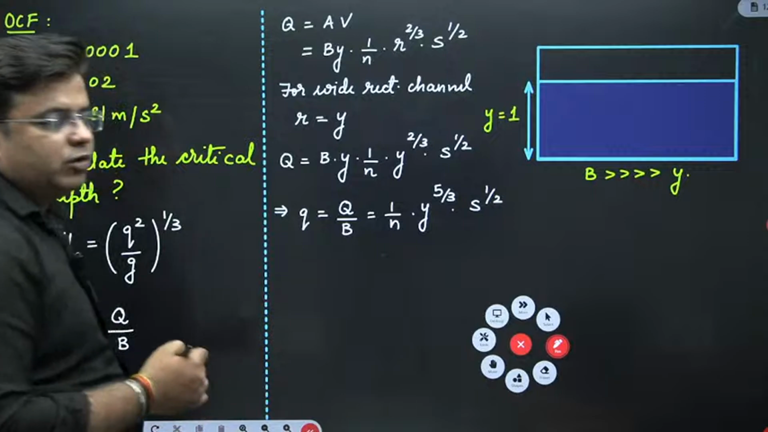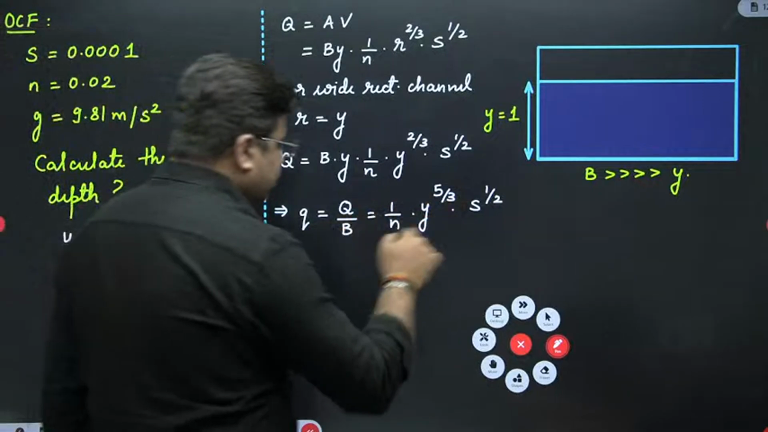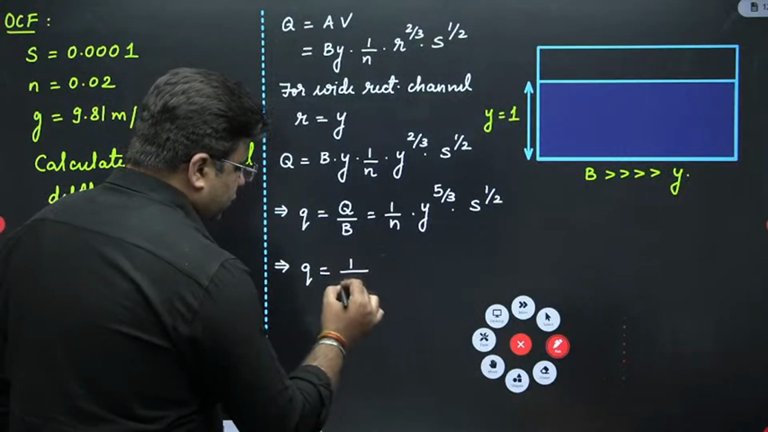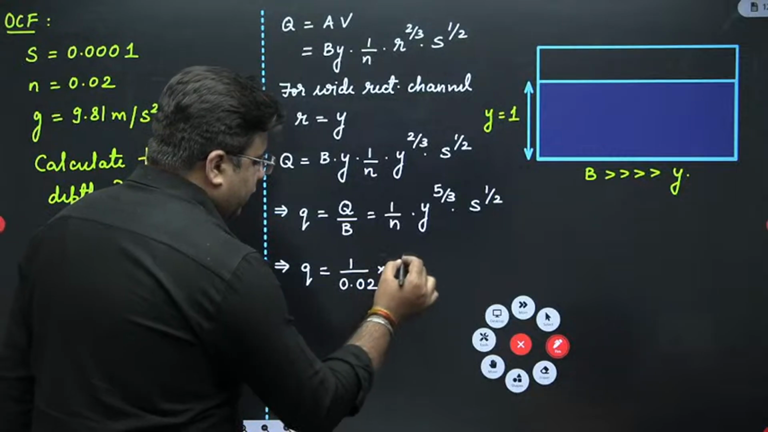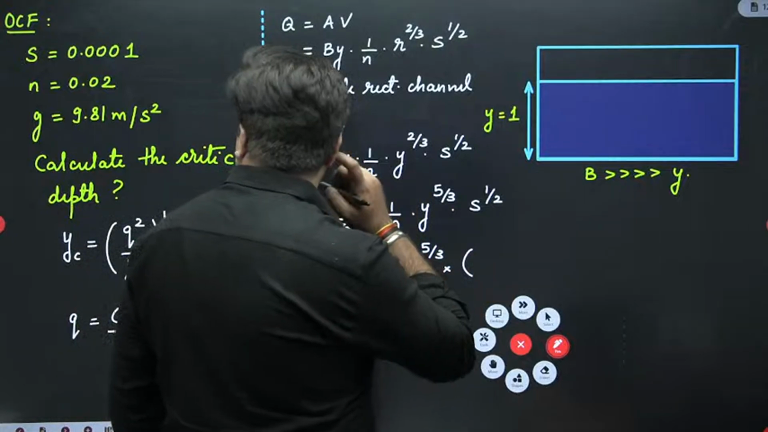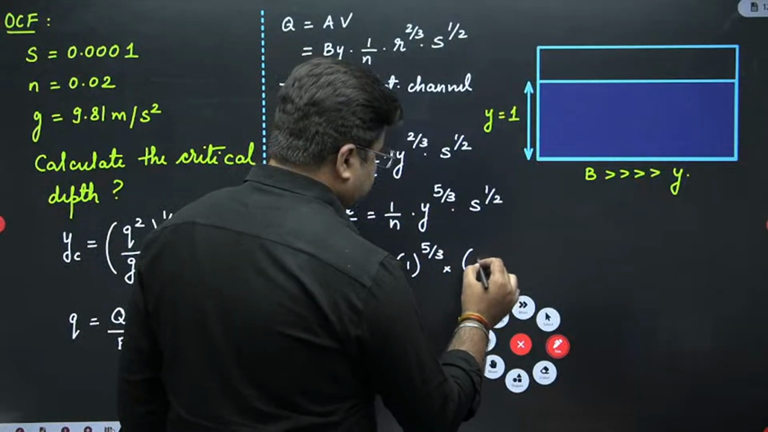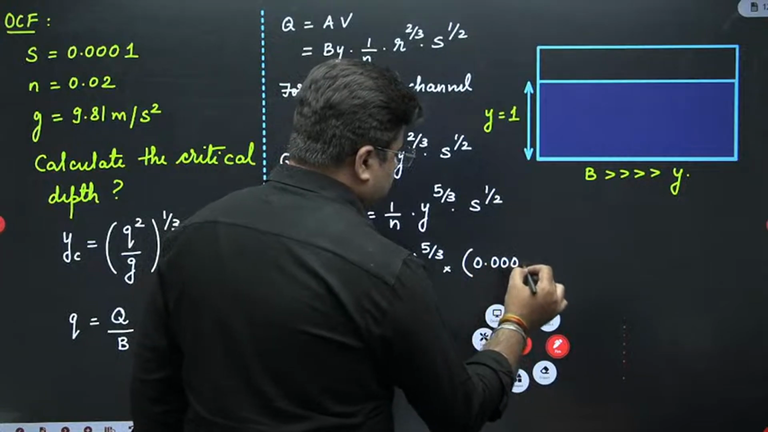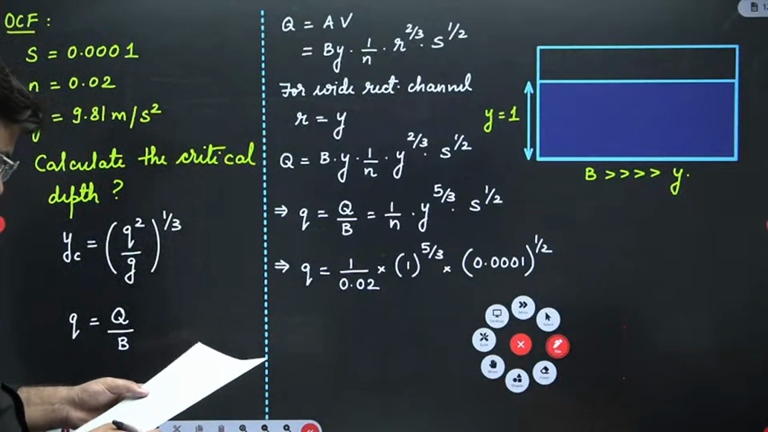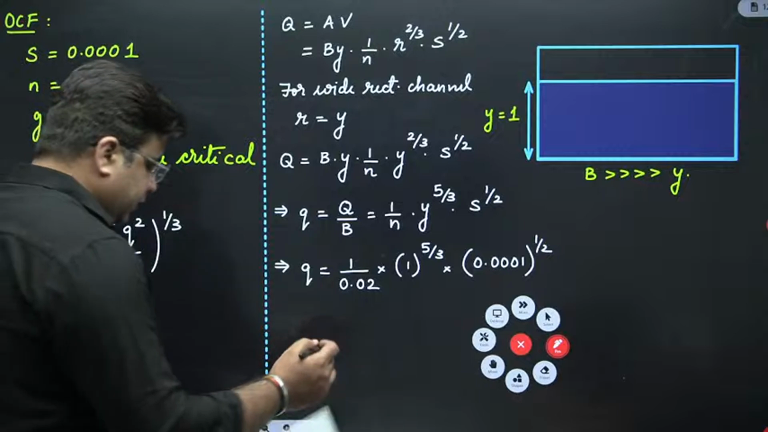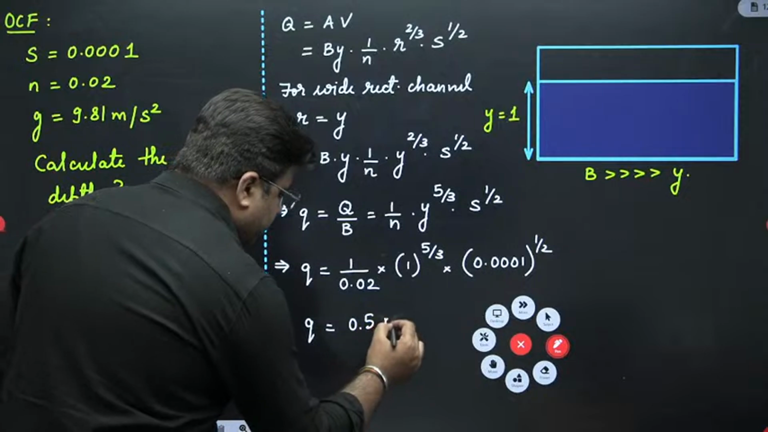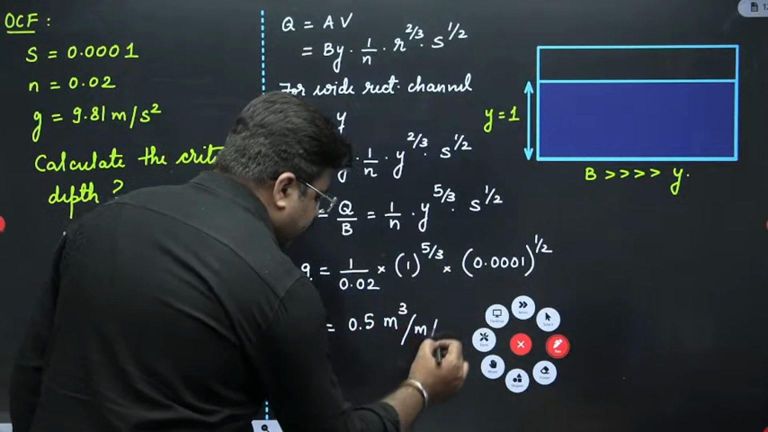So from here you can find out the value of small q. Please substitute all the values and get the value of small q. Discharge per unit width, small q, is equal to 1 upon 0.02 into y, which is 1, raised to the power 5 by 3, into S, which is 0.001, raised to the power 1 by 2. So from here you can calculate the value of small q. I have already done this. This is coming out as 0.5 meter cube per meter per second.